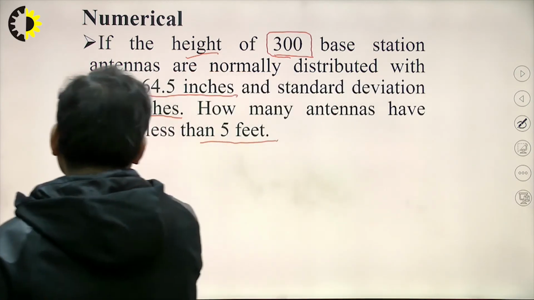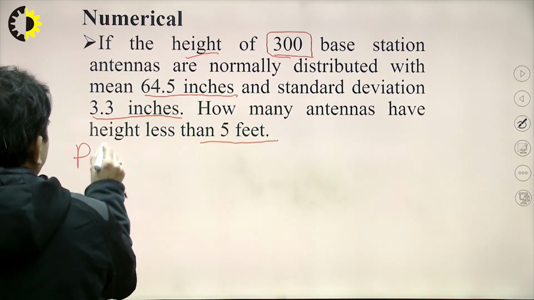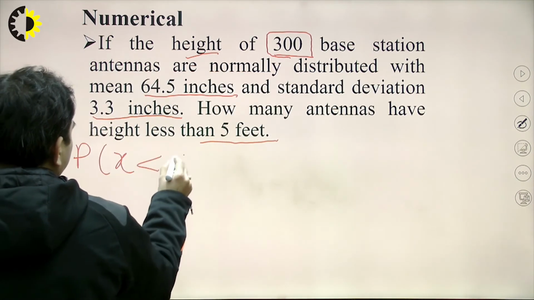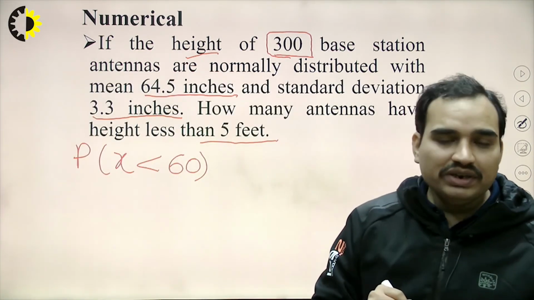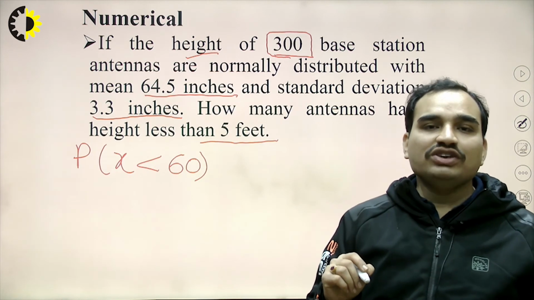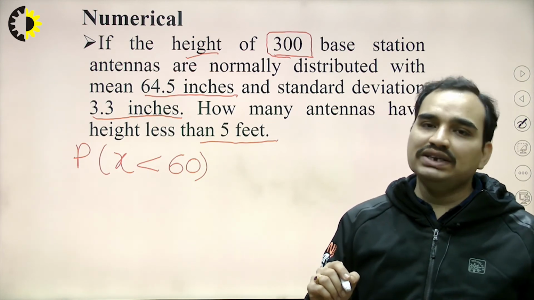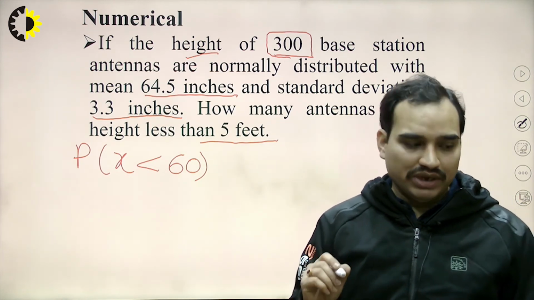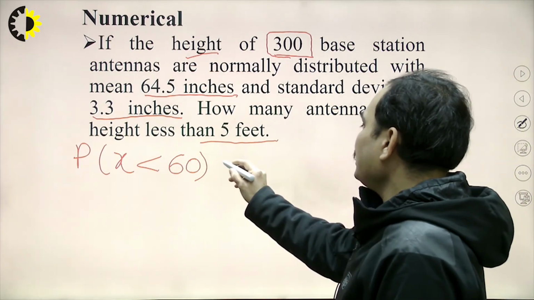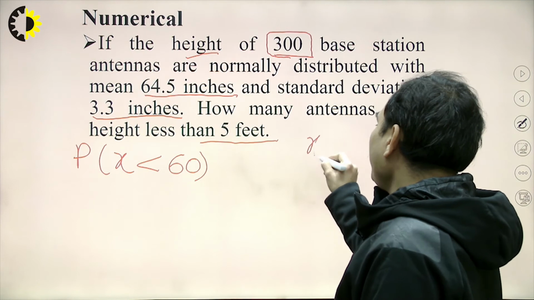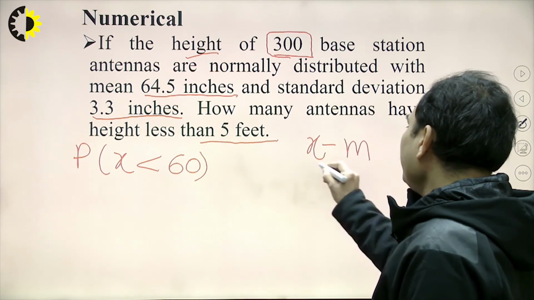So how to solve it? We will solve the probability that x is less than 60. Before that, we must remember that for the Q function we must find x minus m by sigma. So first we have to find x minus m by sigma.